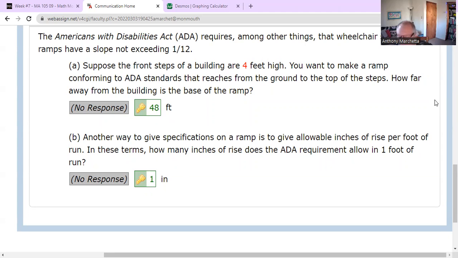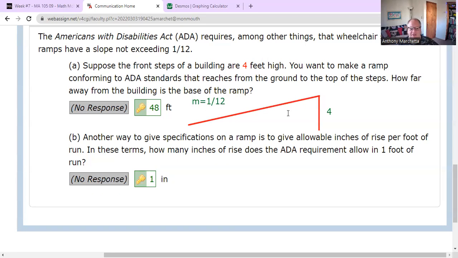So let's make some drawings now, okay? Suppose the front of the steps of the building are 4 feet high. That means I'm going to start, let me get my annotate out. Here we go. That means we're going to start with something that is 4 feet up in the air. And then you want to make a ramp conforming so that from the ground to the top of the steps, how far away from the building does it have to be? So let's get creative and pretend it looks like this. Okay. And what we know for sure is that this measurement is 4. We also know for sure that the slope is 1/12.